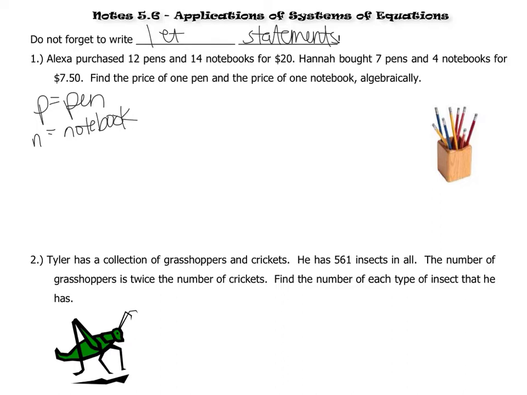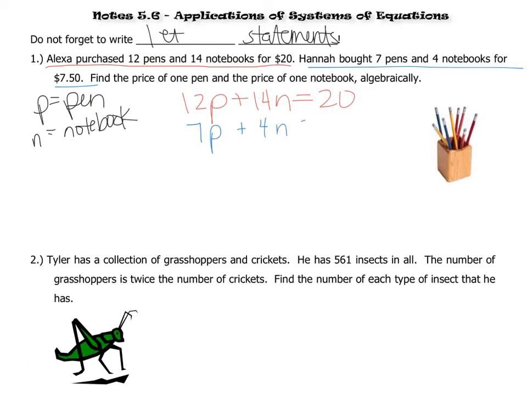So the first equation, Alexa purchased 12 pens and 14 notebooks for $20. So 12 pens and 14 notebooks was $20. And then Hannah bought 7 pens and 4 notebooks for $7.50. So 7 pens, 4 notebooks for $7.50. So these are the ones where you can decide if you want to do elimination or substitution. Substitution, you need to get where it just equals one variable. So elimination on ones like this is most of the time going to be easier.